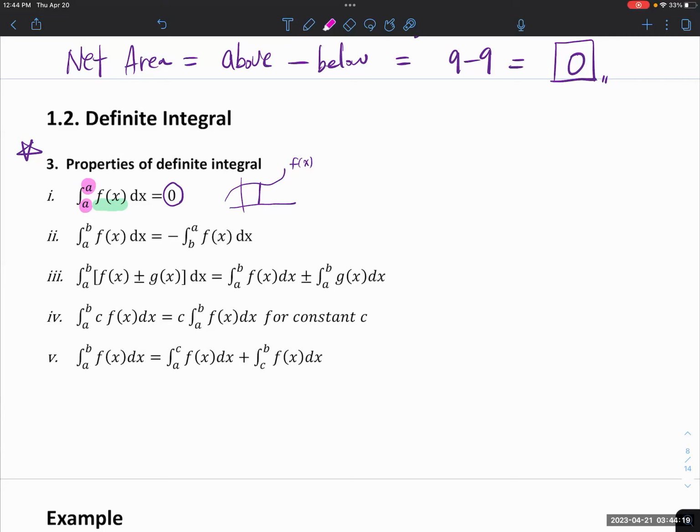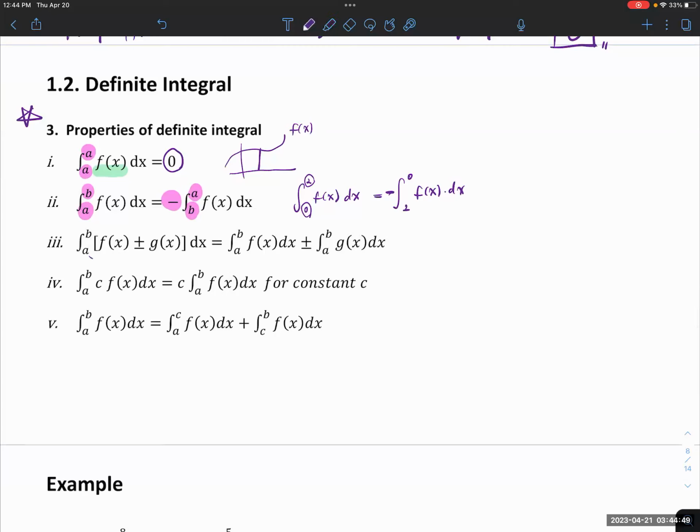Second one, if you change the order, for example, 0 to 2, f of x dx. If you change the limits, let's say now you have 2 to 0, then you change the sign of that. So therefore, a to b, b to a, then you have a negative sign. So they're going to be equivalent, right? So check it out. This is the second property.